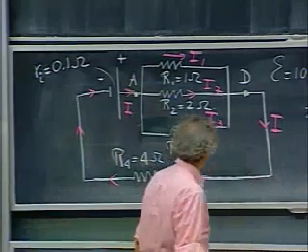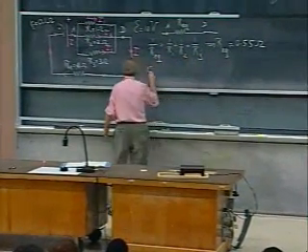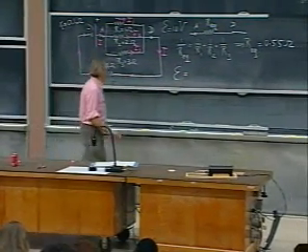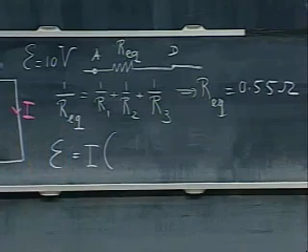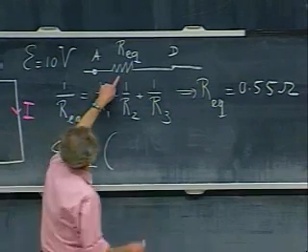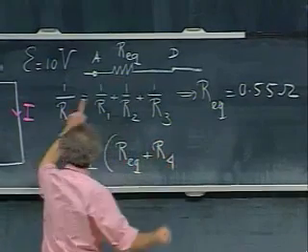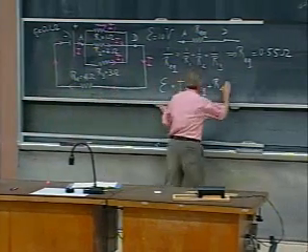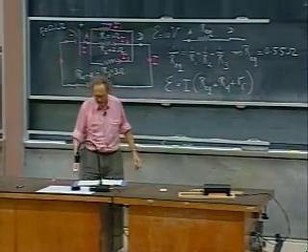Now it's trivial to calculate the current I. I use Ohm's law. Ohm's law says that the potential difference that is available by the battery is E, it's 10 volts, is now the current, the total current, times all resistances along the road. I go once around. I have here R equivalent. Then I have R4, because the full current goes through R4. And then I have this little stinky internal resistance. It's not going to make much difference, but it's there.